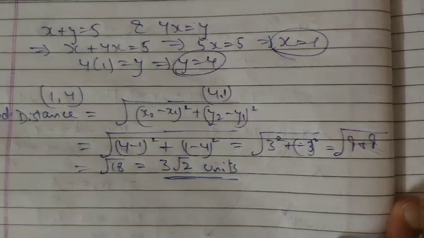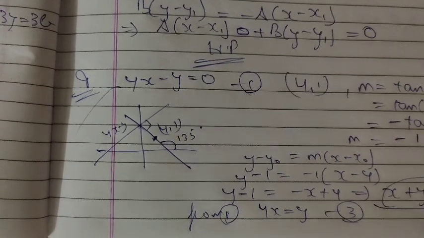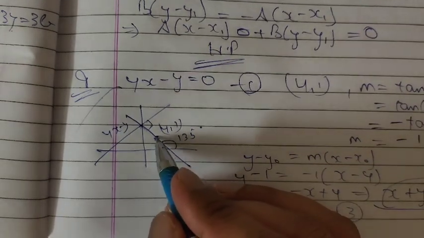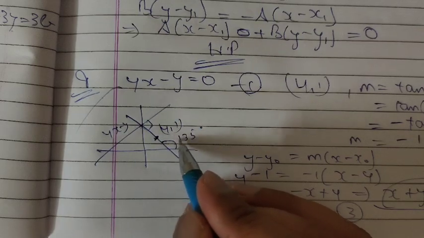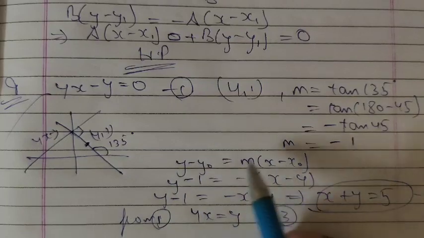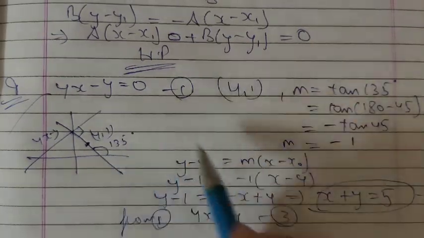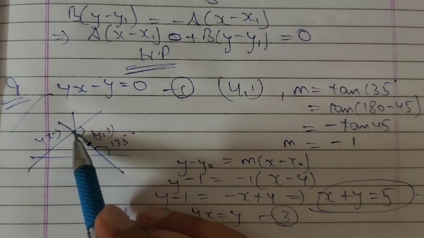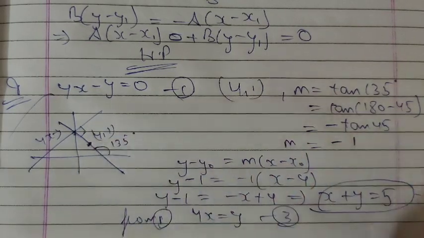Just go through the question carefully. Don't just learn the procedure; try to understand the concept, and only then will you be able to solve the questions. So a point is given to us, a direction is given, the angle is 135. From there we determine the slope and get the equation of the line. When we got two equations, we solved them to get the point of intersection. Then we determined the distance between the two points using the distance formula. So next, question number 10.